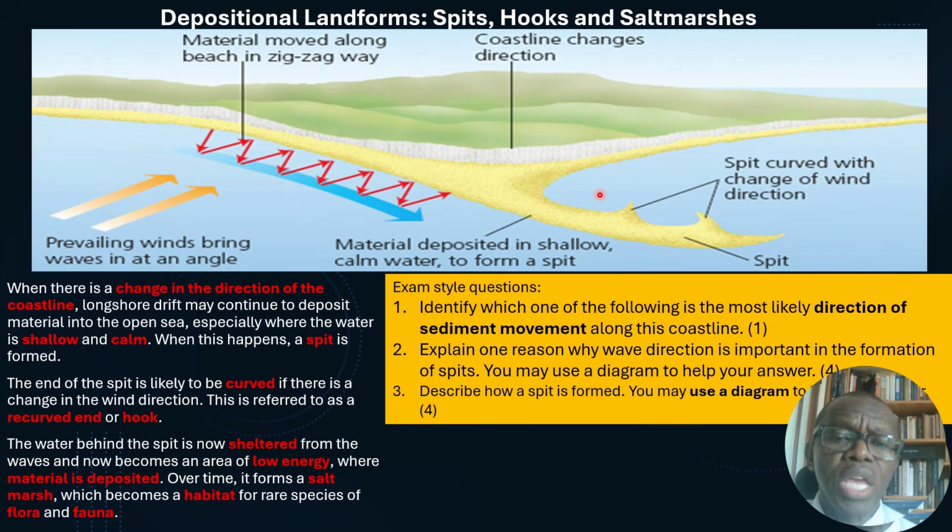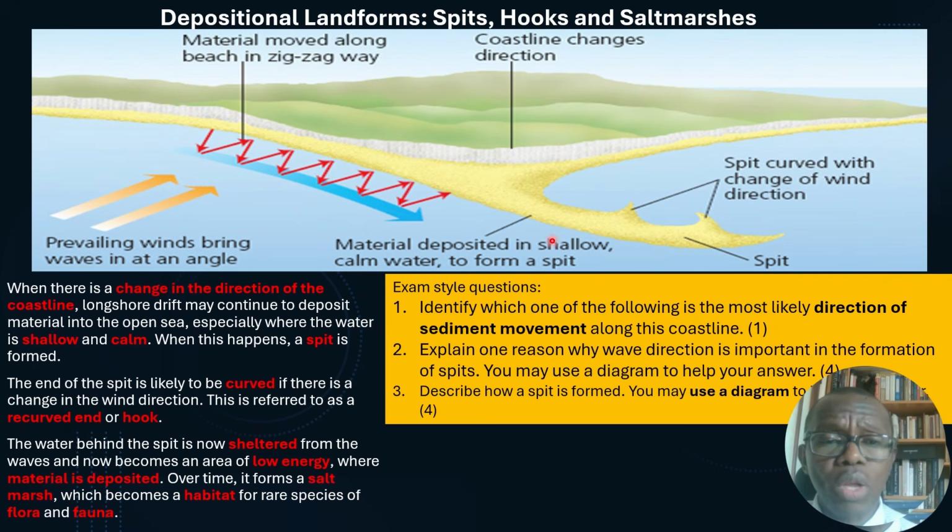Now, if that particular area has got shallow and calm waters, then it will mean that this longshore drift that was taking place here will still continue to happen and will continue to deposit material or sediment or sand out into the open water. And as that happens, obviously, you will have new land being created out into the open water. And it's that deposition of material that leads to the formation of a landform referred to as a spit.